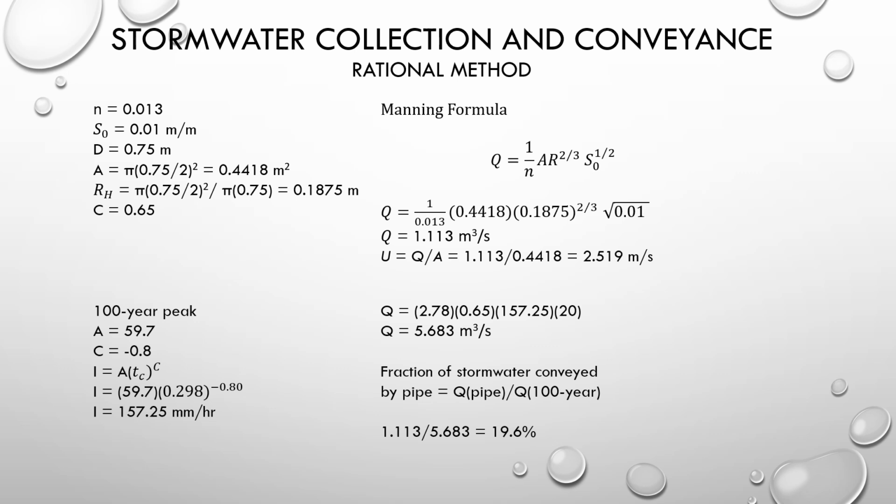And the fraction of the storm water conveyed by the pipe is basically the flow capacity of the pipe over the flow of the 100-year rain event. And we find that this fraction is 19.6%.